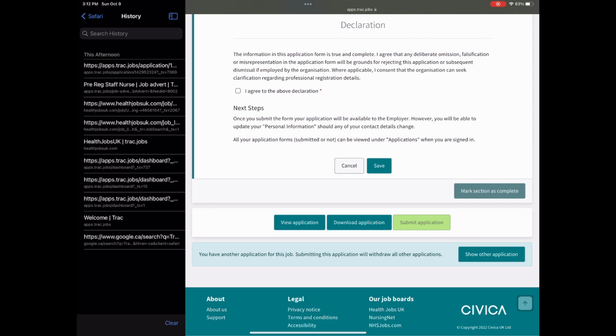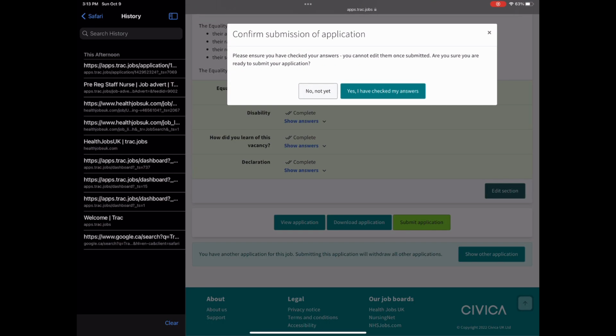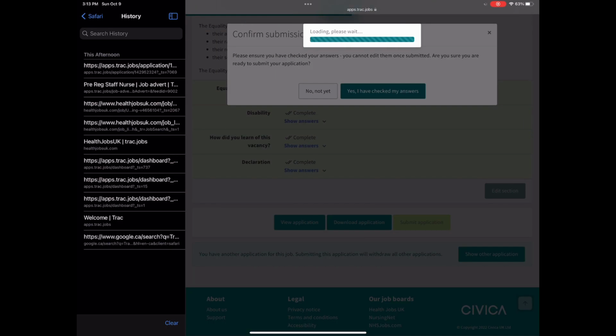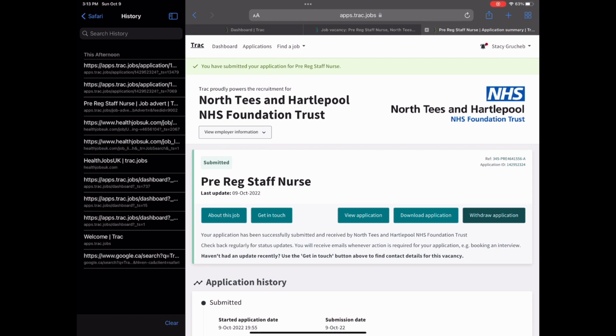I agree to the above declaration, yes. And then you save. You close and then you mark section as complete. And then you submit application. They ask you, are you sure you want to submit? Confirm it. And you say, yes, I have checked my answers. And that is it.